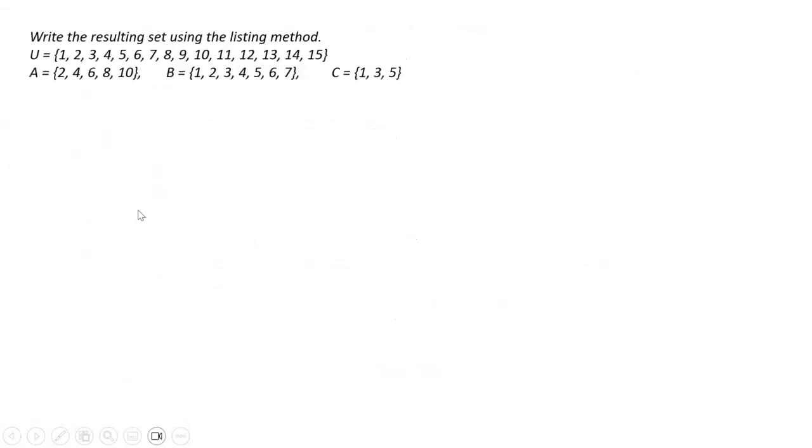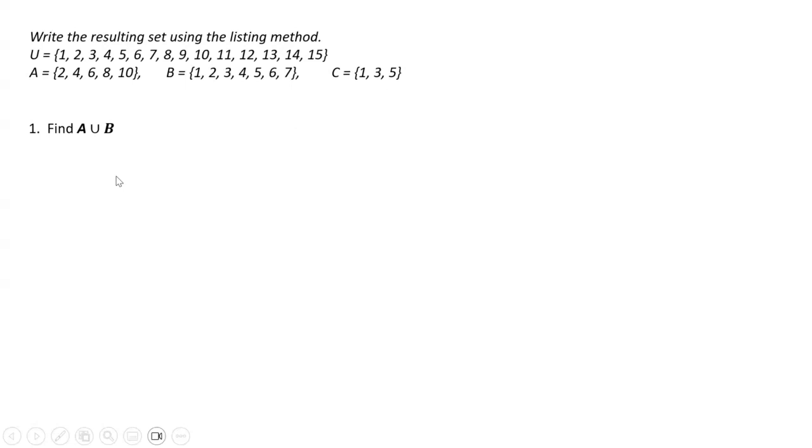Okay, so let's start from the beginning. This is from exam review number 4. I believe most instructors will give you something similar to this exam, so you can use it to review for your own exam that your instructor is going to assign you. So, writing the results using the listing method. U stands for the universal set, which means the elements are 1 through 15. Set A has the elements 2, 4, 6, 8, 10. Set B has the elements 1 through 7. And set C has the elements 1, 3, and 5.